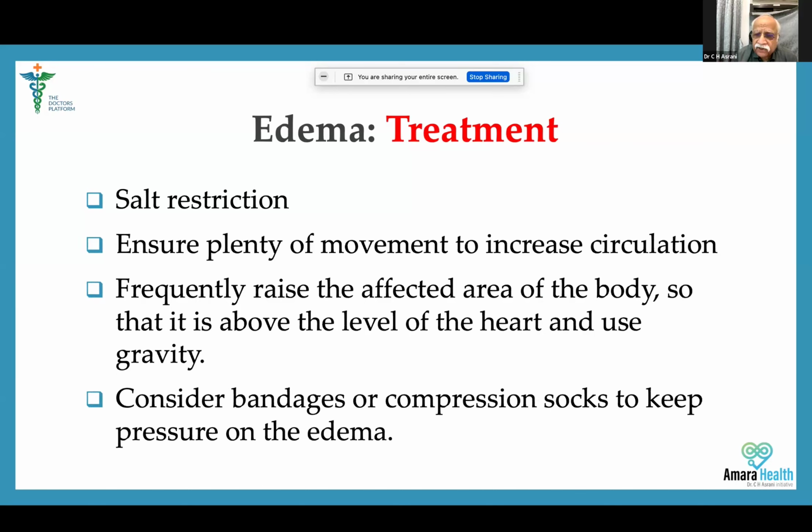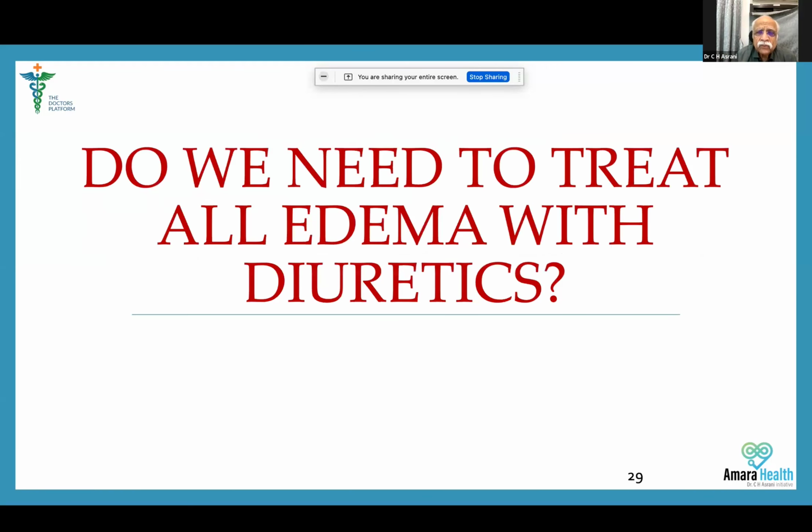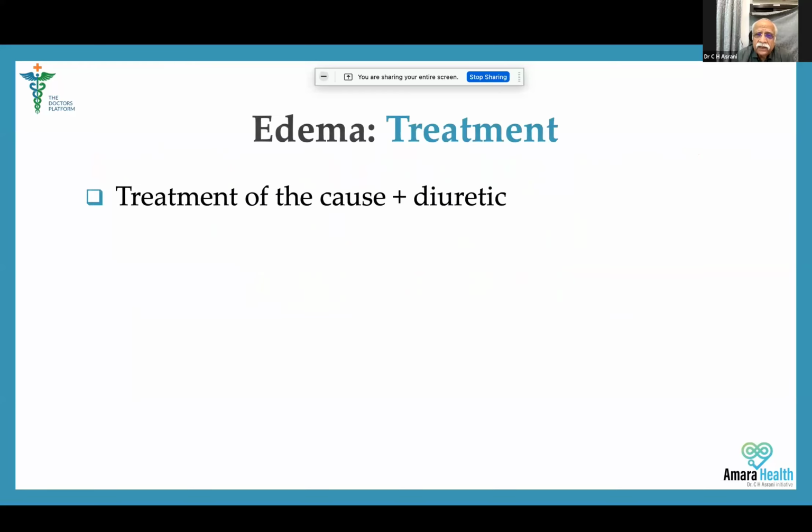Consider bandages or compression socks in case of varicose veins to keep pressure on the edema. Do we need to treat all edema with diuretics? The answer is no, because diuretics come with their own problems. Treat the cause; you have to diagnose the cause. Nowadays, we see prescriptions from many doctors for a 25-30-year-old patient with slight edema of the feet. They have given Ditor, which is criminal.